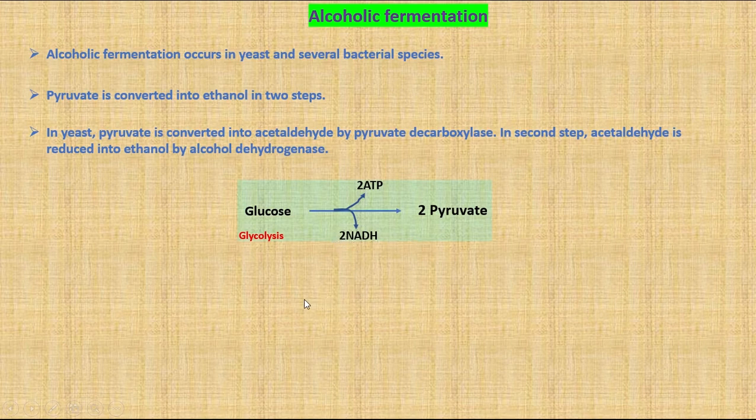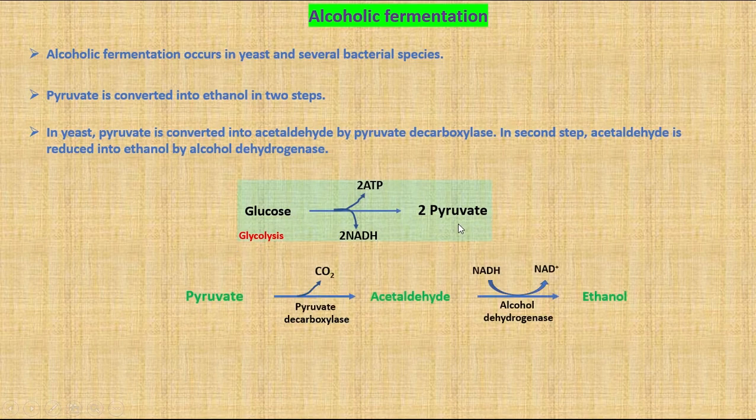In order to continue producing ATP by glycolysis, pyruvate should not accumulate. In alcoholic fermentation, pyruvate is converted into acetaldehyde by pyruvate decarboxylase. Acetaldehyde is reduced into ethanol by alcohol dehydrogenase.